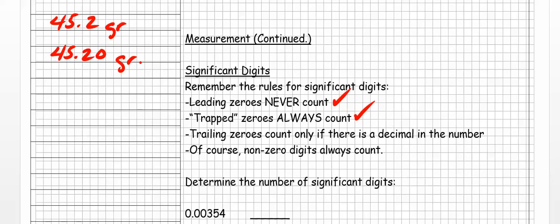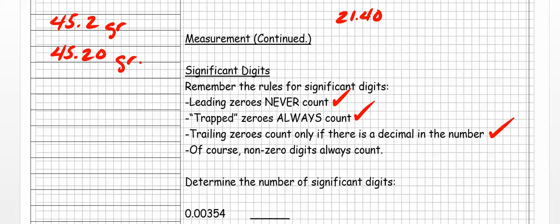Next rule: trailing zeros count, but only if there's a decimal in the number, and that decimal can be anywhere in the number. So let's just say that I have 21.40. Does that zero count as significant? Well, the answer is yes, because there is a decimal somewhere in the number. That decimal does not have to be right next to the zero, right? It can be anywhere in the number. So yes, that zero is significant, and I would say that 21.40 has 4 significant digits.